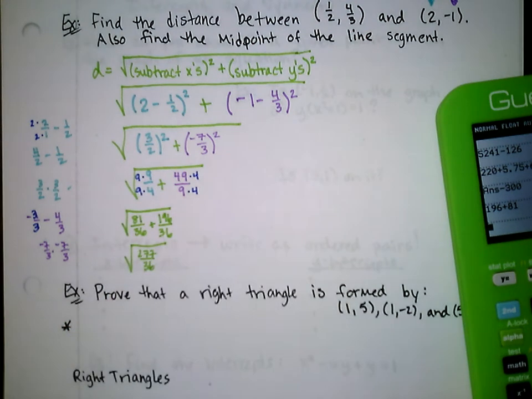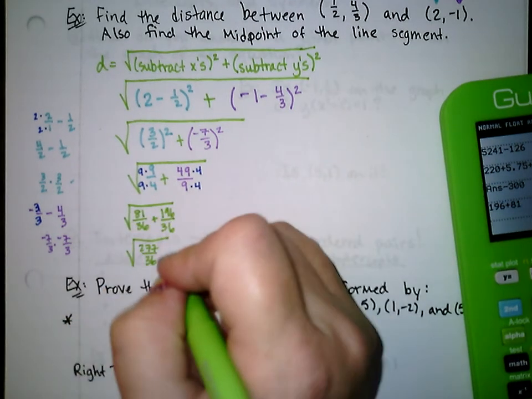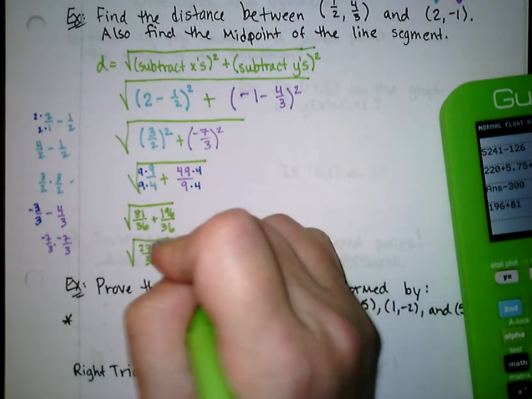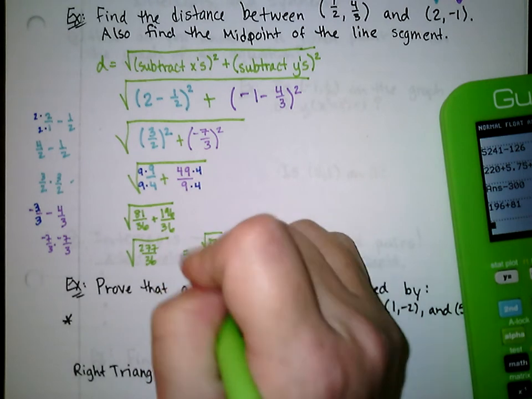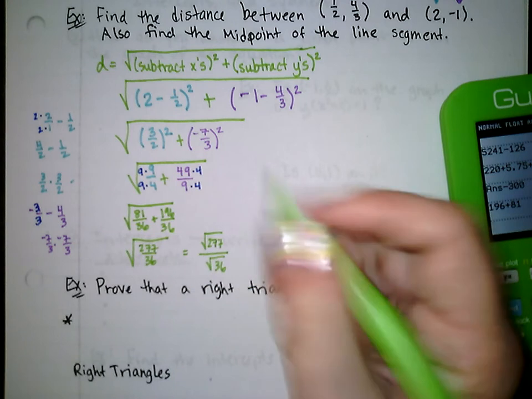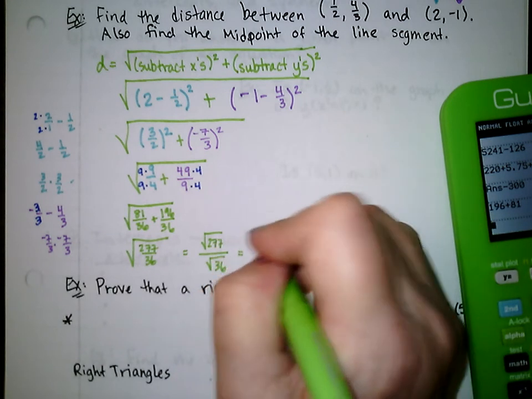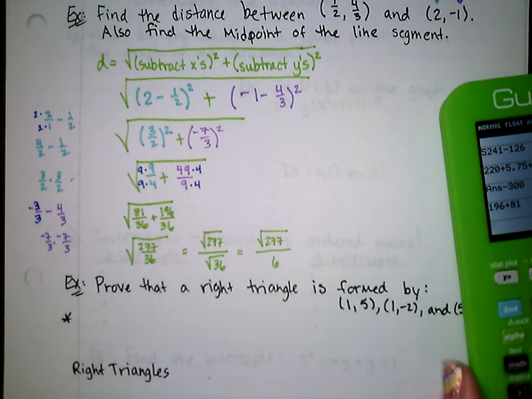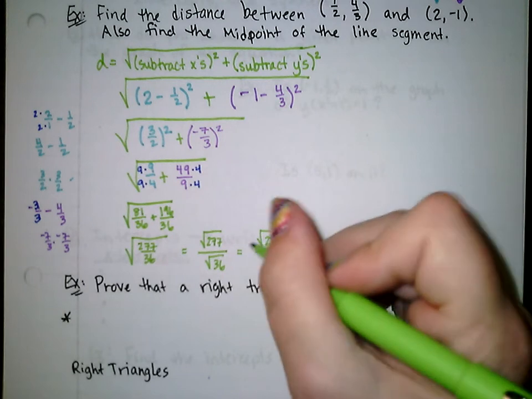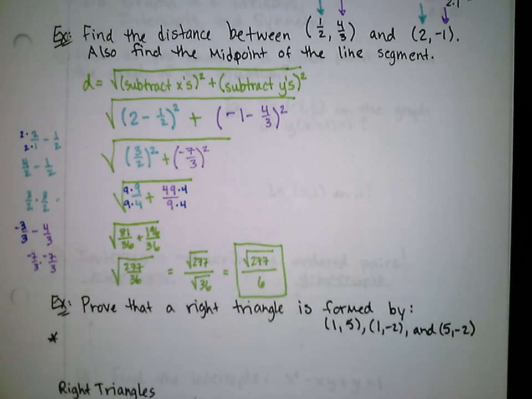So 277/36. Now, when you're simplifying radicals that look like a fraction in this way, we want to remember that we could rewrite this as the square root of 277 over the square root of 36, which would then simplify to the square root of 277 over 6. So this would be the distance between those two points. And then they want us to find the midpoint.